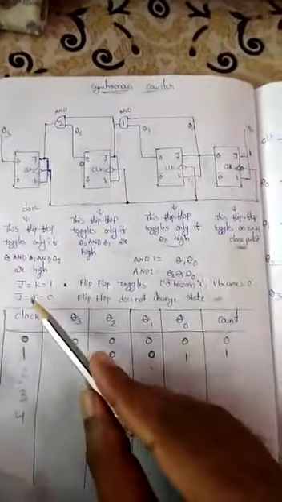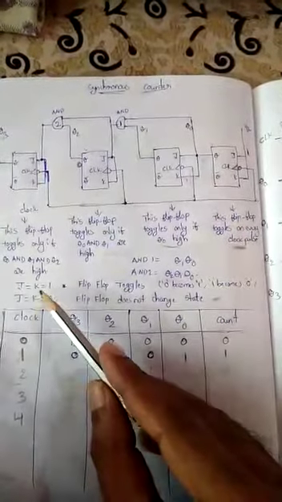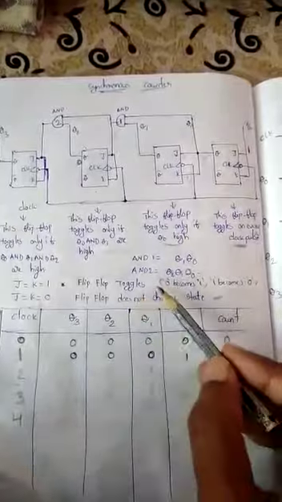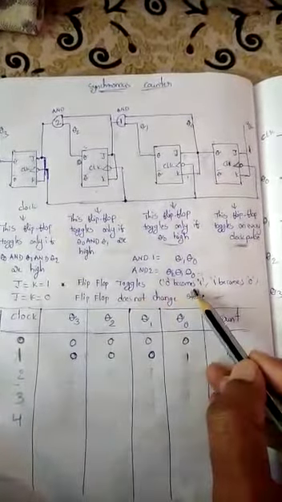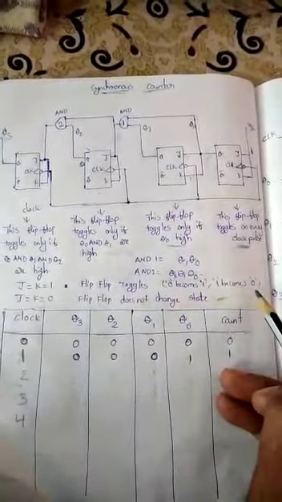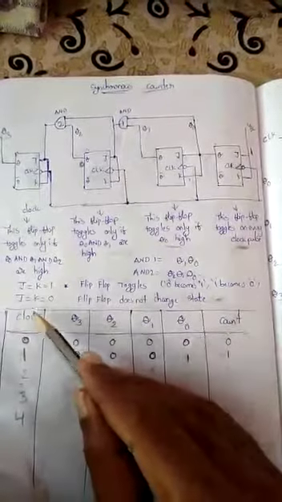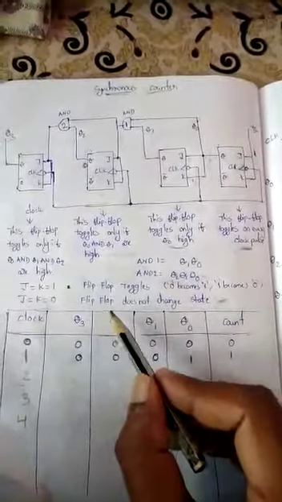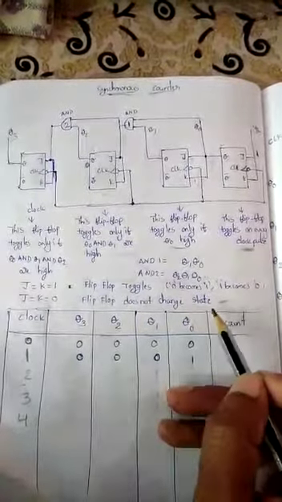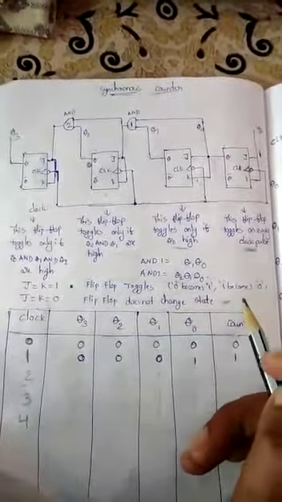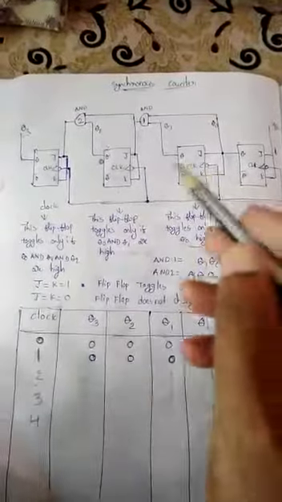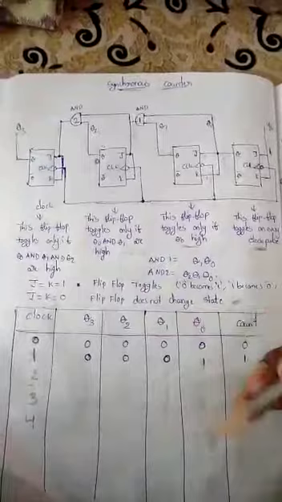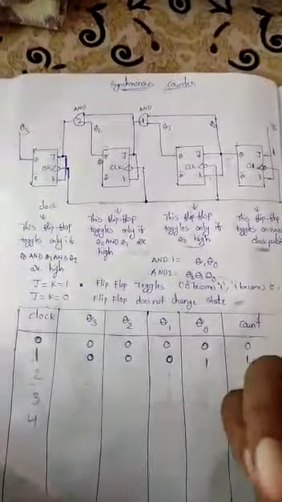Already we know that if inputs J and K are equal to 1, the flip-flop goes to the toggle state, that means 0 becomes 1 and 1 becomes 0. And if J and K are equal to 0, the flip-flop does not change state; it carries the previous output value. This is the total concept of the 4-bit synchronous counter.